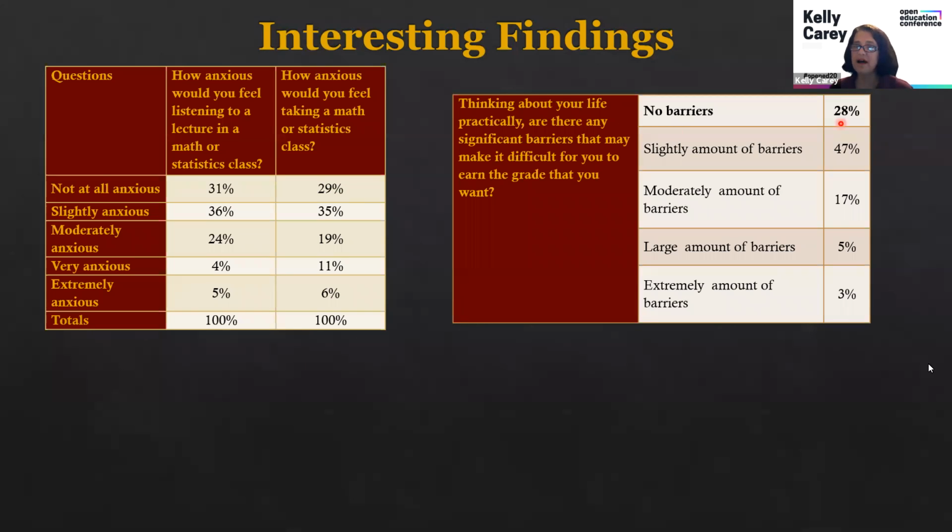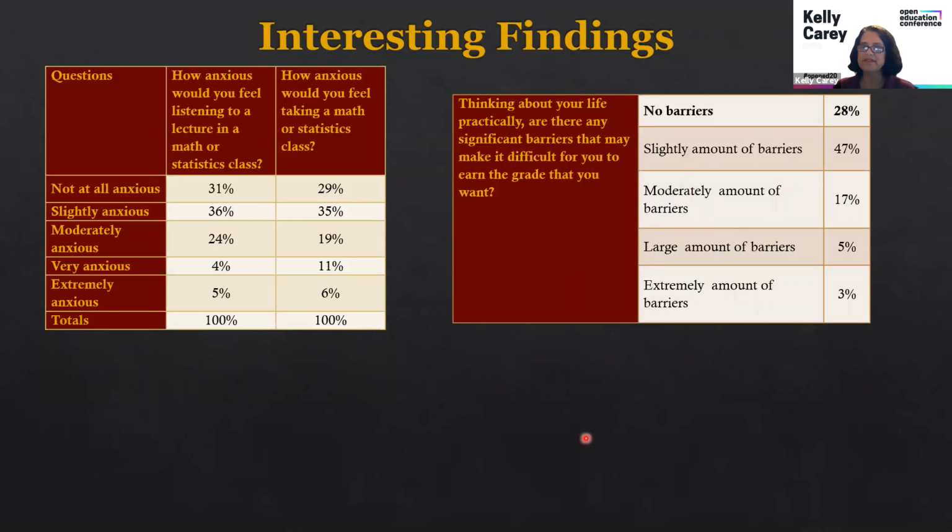And then the second question over here: thinking about your life, are there any significant barriers that may make it difficult for you to earn the grade that you want? And here again, almost 30% had no barriers. So that means 70% of the course felt like they had some level of barriers, most of them moderate and some just slight. That could be jobs, it could be home problems, it could be anything. But if 70% of your class has some barriers they feel will hinder them, and they're anxious, 70%, that's a disaster waiting to happen.